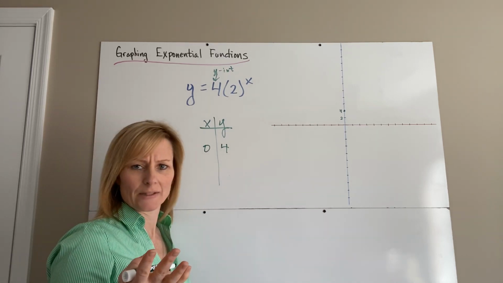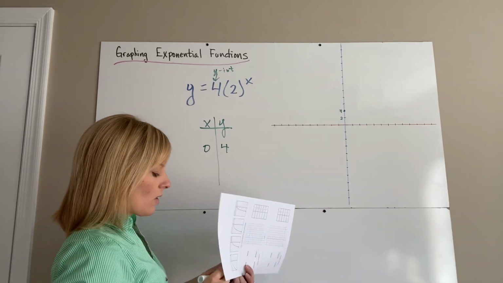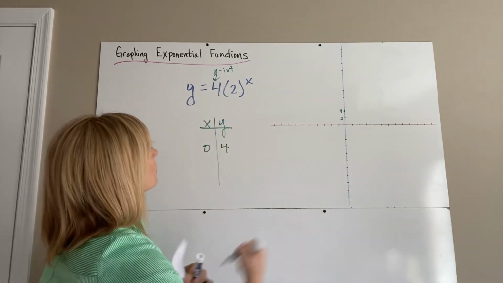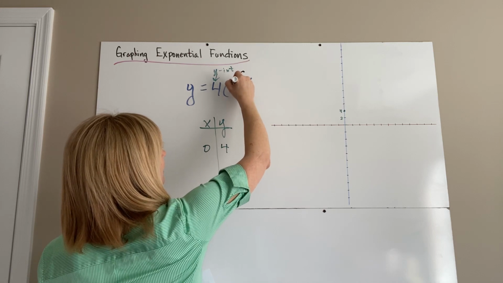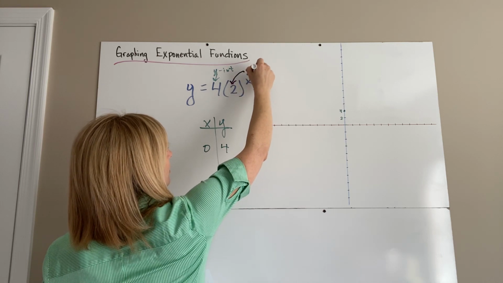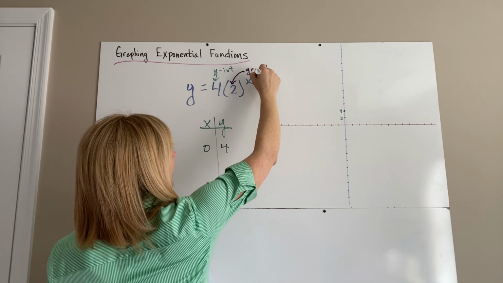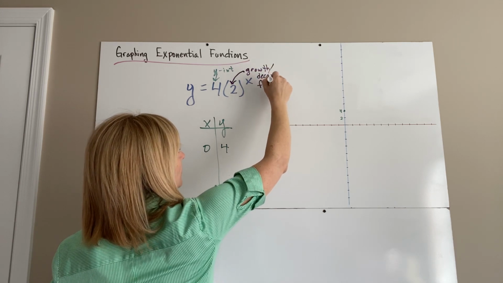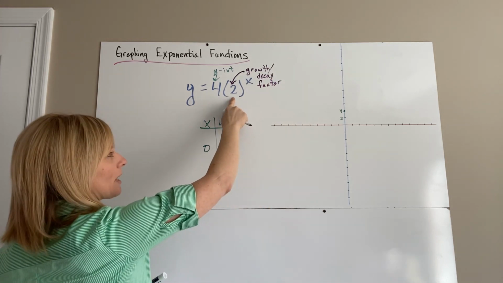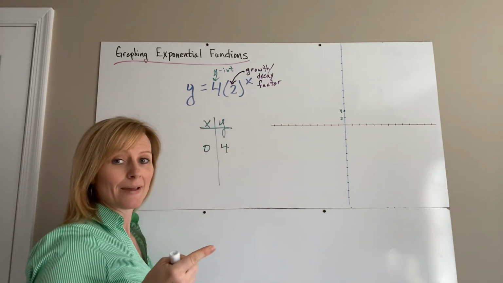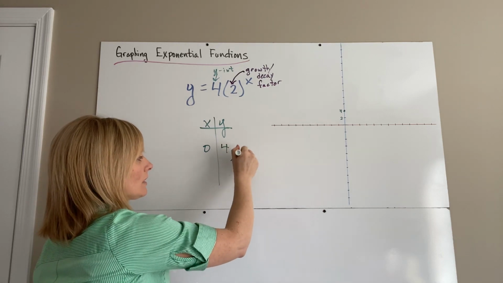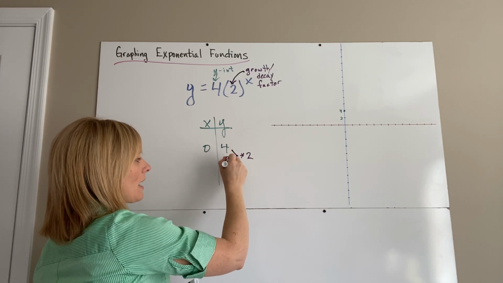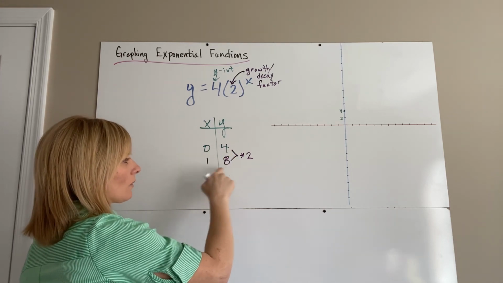Now, how do we get the next value? Well, okay, we know that looking at this, this guy here, remember this is the growth or decay, right? The common factor. This is what we multiply by. So if we're multiplying by 2 each time, that means that we do times 2 to get to our next number. Well, 4 times 2 is 8. So at 1, we're going to have 8.